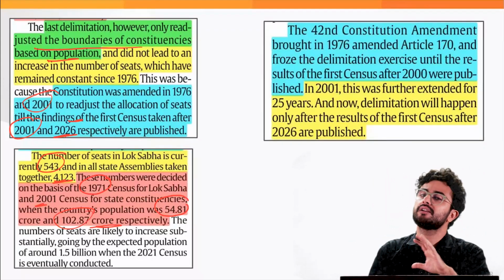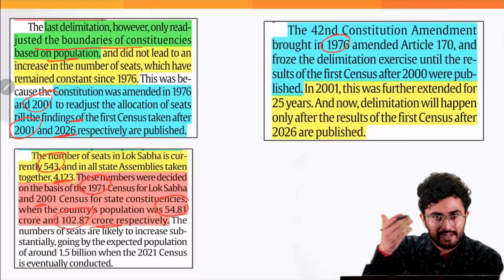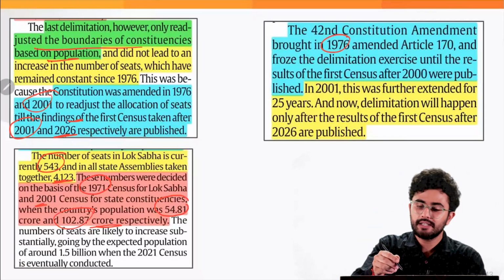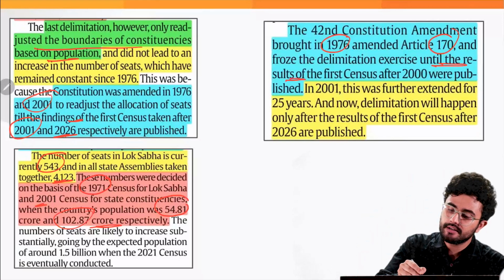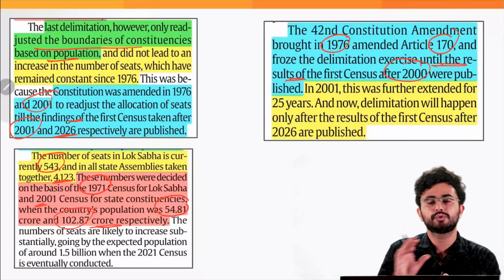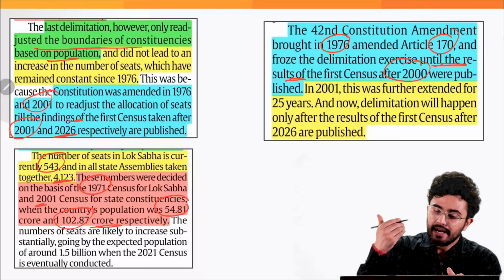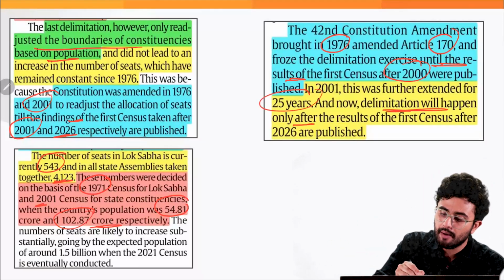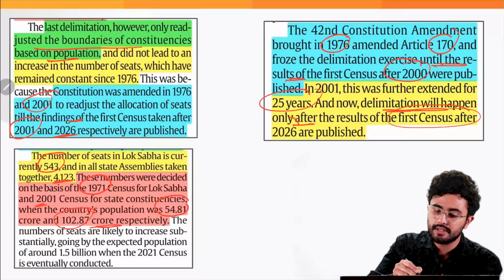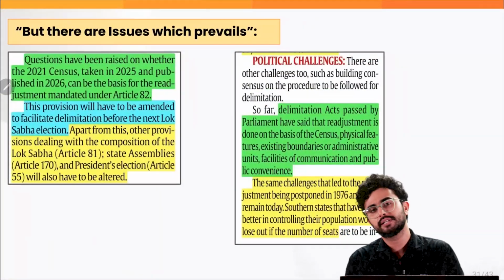The 42nd Constitutional Amendment Act of 1976, brought by the Indira Gandhi government, amended Article 170 and froze the delimitation exercise until the result of the first census after 2000. In 2001, it was further extended for 25 years, and now the delimitation will happen only after the results of the first census after 2026 are published.